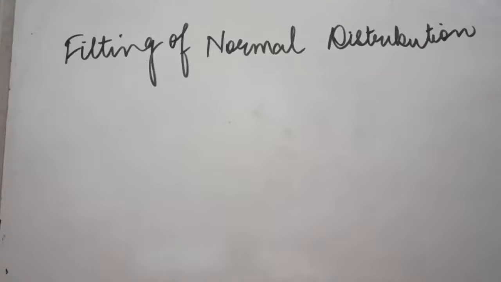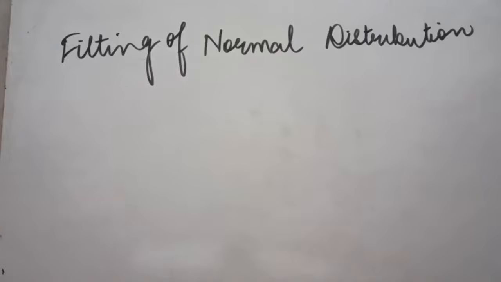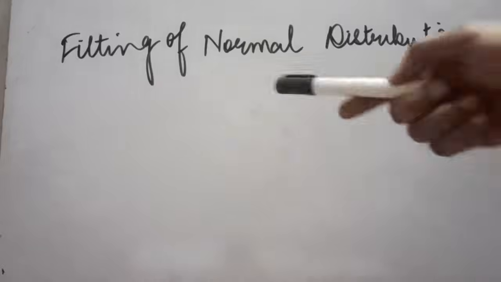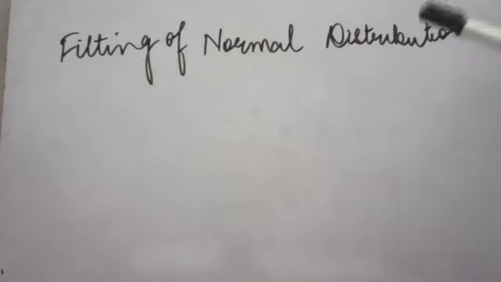The topic for this video is fitting of normal distribution curve. The normal distribution curve is fitted to the sample data with various objectives, such as to provide a visual device to judge whether the normal curve is a good fit to the sample data or not, or to use a very smoothened normal curve instead of irregular curve. So there are n number of reasons with which we fit the normal distribution.